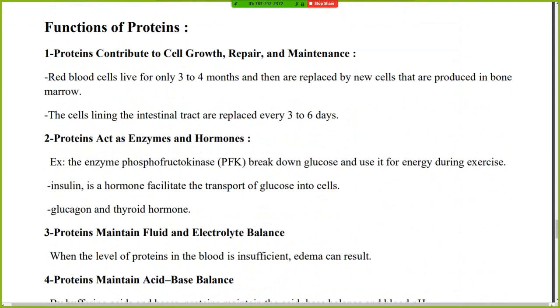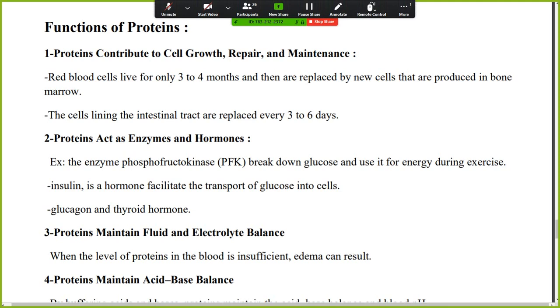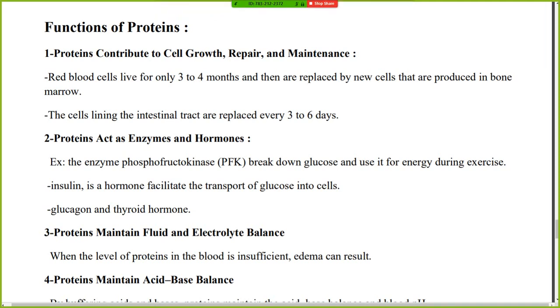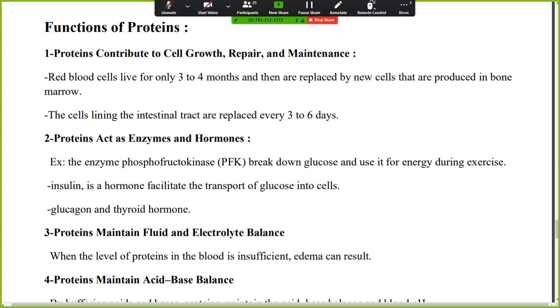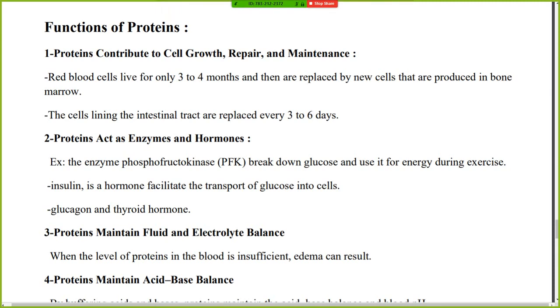Now the function of proteins. Number one, proteins contribute to cell growth, repair, and maintenance, where RBCs live for only 3 to 4 months and then are replaced by new cells that are produced in bone marrow, so they need protein. The cells lining the intestinal tract, GIT, are replaced every 3 to 6 days, so they need proteins.